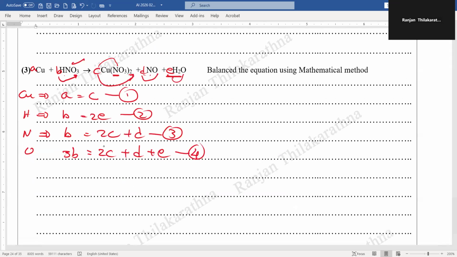Now I assume that A equals 1. Now from this you will get what? A equals 1, then C equals 1. Here B equals 2E. But now it's a problem. Why? You can't get it as earlier.